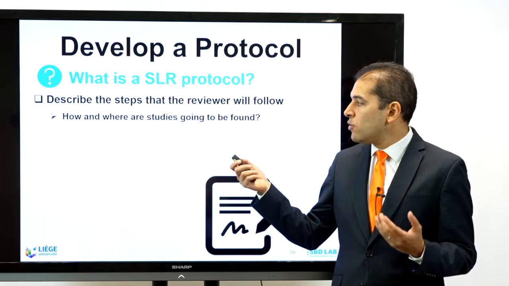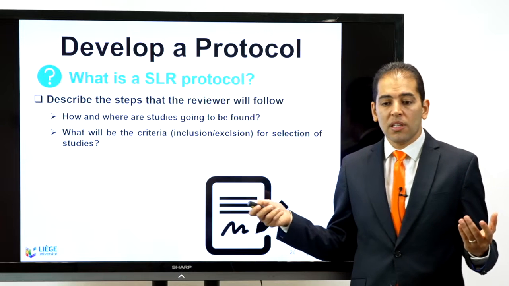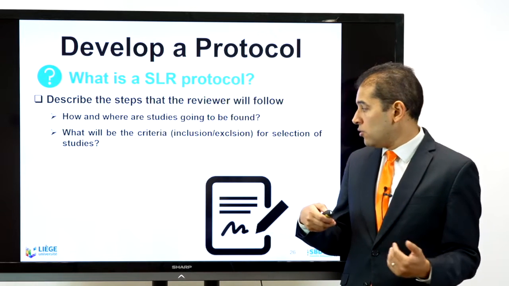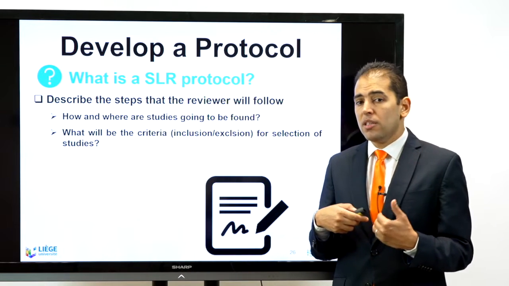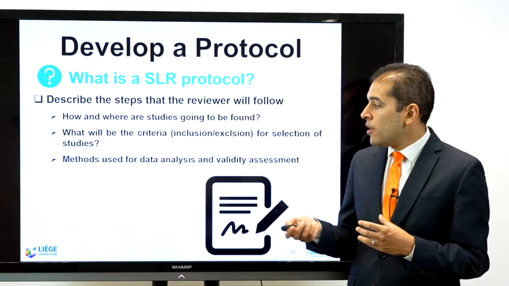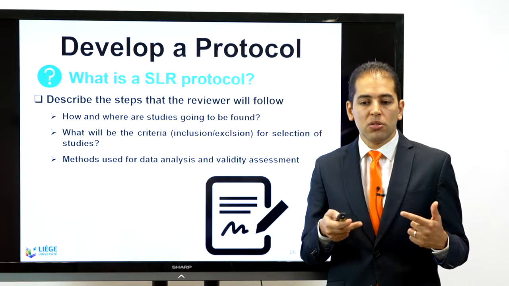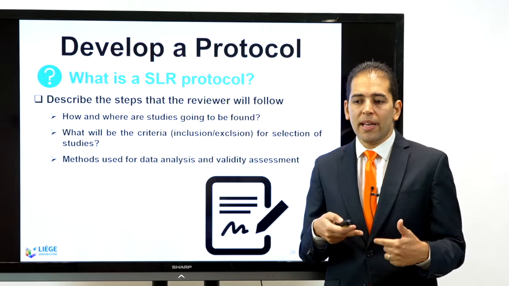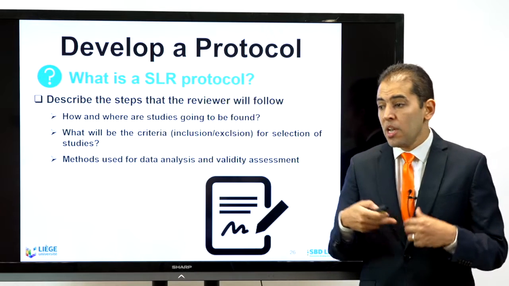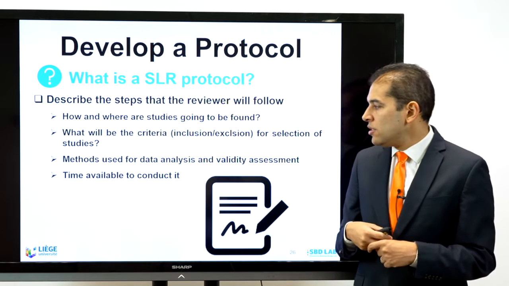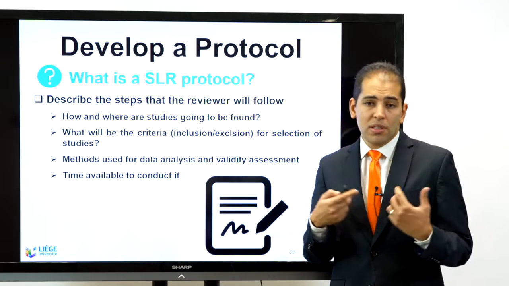You have to know how and where studies are going to be found. You need to have an answer on what criteria I will use to include certain studies and exclude certain studies. One of the criteria was what I was talking with you about, the level of innovation, for example. It could be the theme itself, for example. You also need to define the methods used for the data analysis and the validity assessment. So it's very important that, for the papers that will be selected, you have a kind of process or procedure that tests or measures the quality of these papers. Are those papers reproducible or not? And you need to make sure that you have the time available to conduct it, because this is important. And also make sure that this data is available.